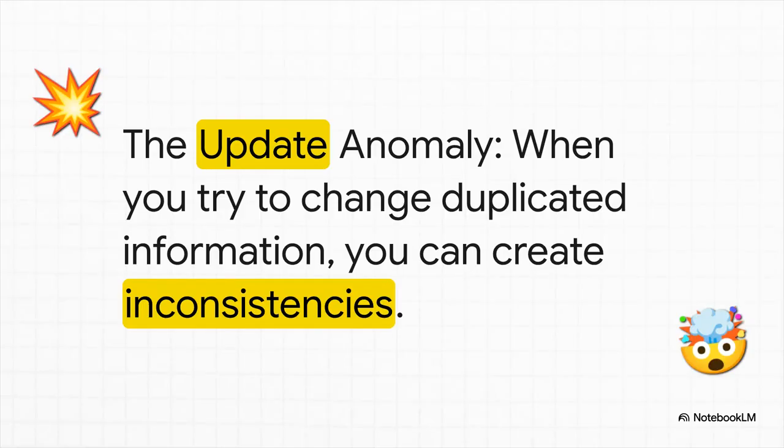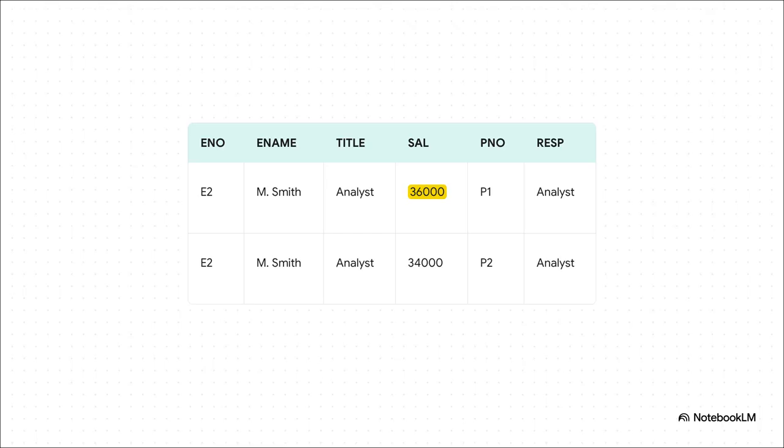And this is where that trap springs. It's called the update anomaly. And it comes back to bite you the second you try to change any of that repeated information. So imagine M. Smith gets a raise. Awesome for her. Someone goes into the database and updates her salary in the system, but they only change it for one of her projects. They miss the other row. And just like that, our database is broken.